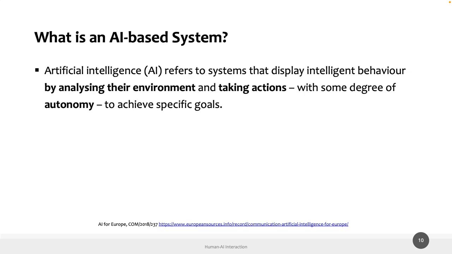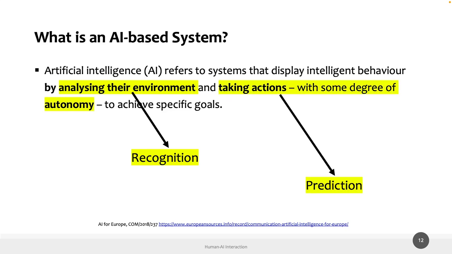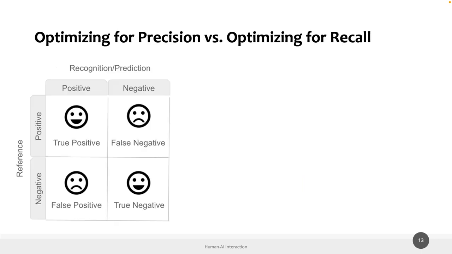So if we go back to the definition of AI that we used last time, we have seen that there are two main characteristics that distinguish AI-based systems with respect to traditional objects. One is analyzing the environment, and this means doing some recognition on a more or less complex environment. And the other aspect is taking some actions autonomously. And having a degree of autonomy means doing some prediction, so predicting something that may happen in the future, at least in most cases. So the fact that AI systems need to recognize and predict something obviously also influences the design of these systems.